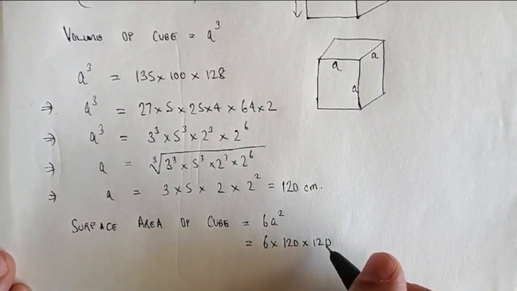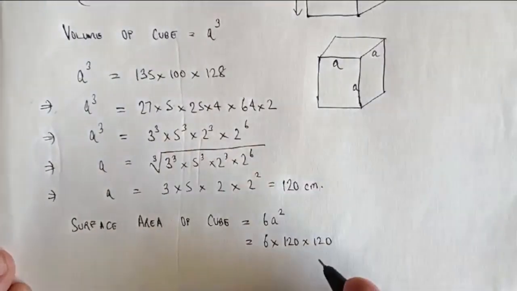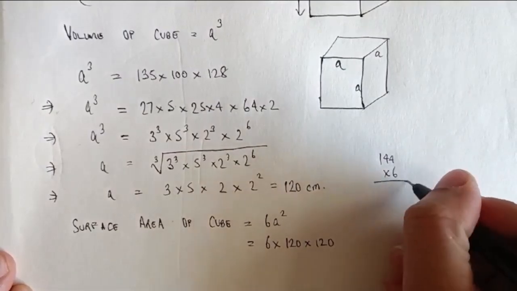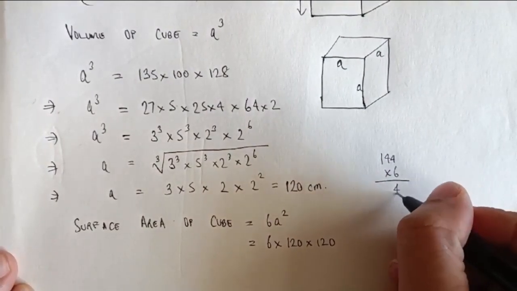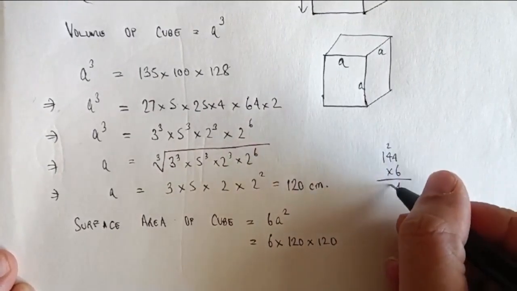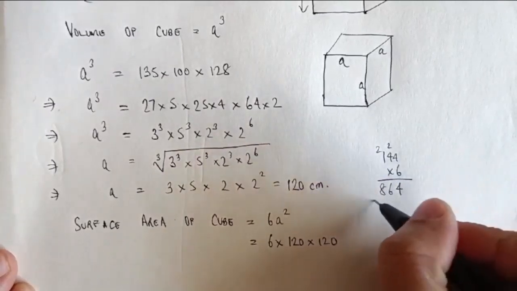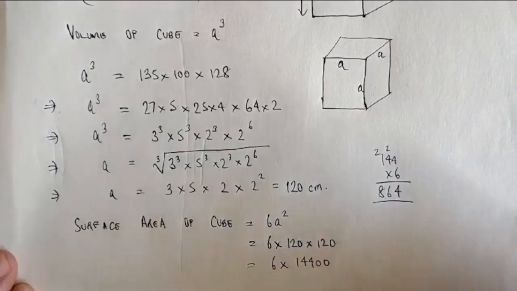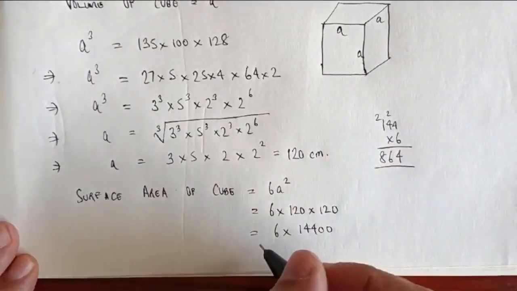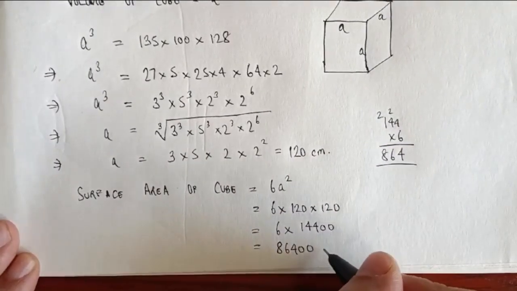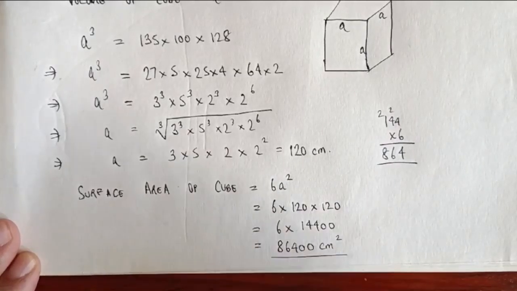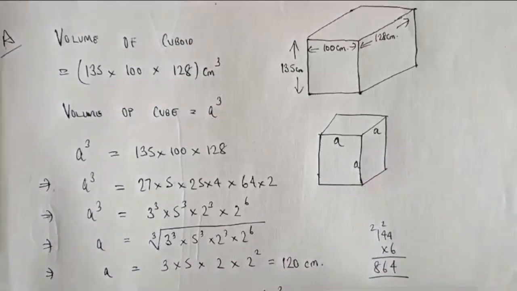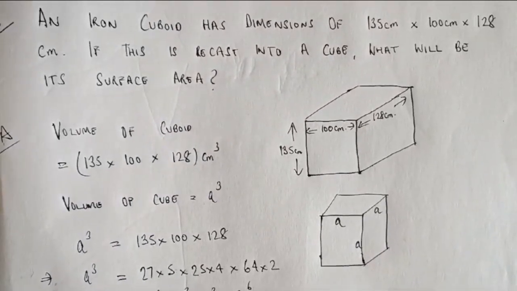Now 120 into 120 is 14400. So 14400 into 6. Let's do some rough work here: 144 into 6. 6 into 4 is 24, and since 6 into 144 is 864, the final answer comes to 86,400 centimeter squared. So this will be the answer to the surface area of the cube that this iron cuboid gets recast into.